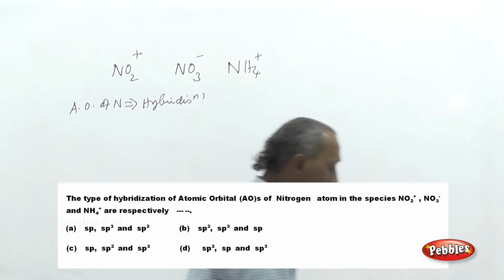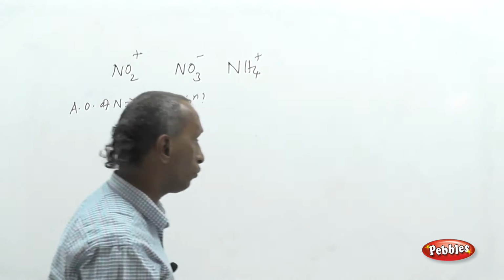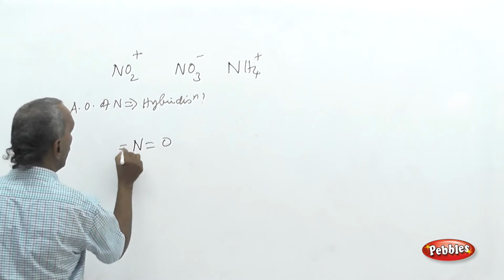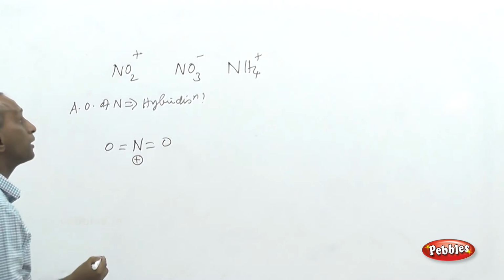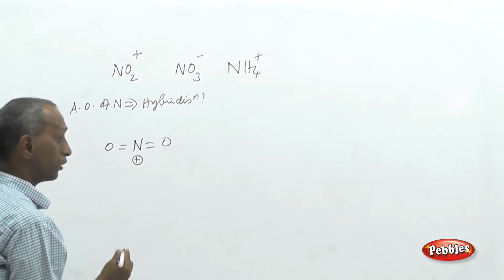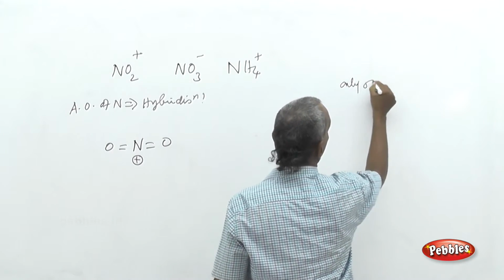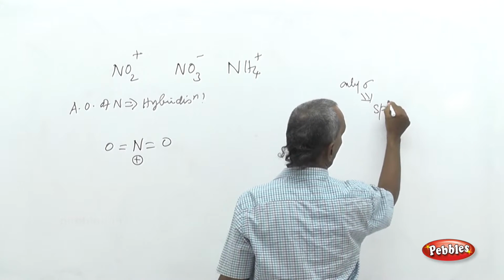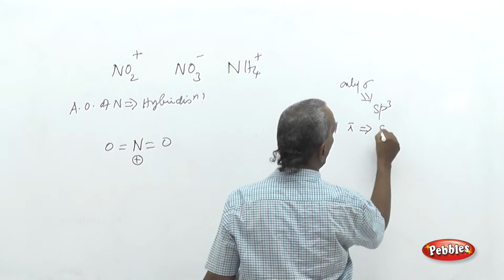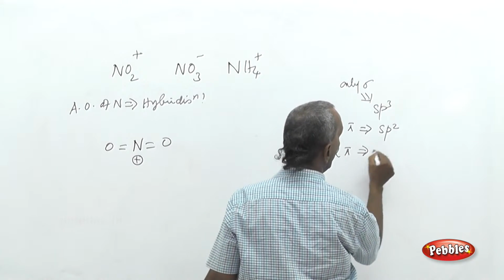All these are examples of nitrogen containing cationic or anionic species, but the structure has to be carefully noted. Now let us write the structure. This is the structure for NO2 plus. Here it contains two double bonds, so you have to remember this. Only single bonds means sp3 hybridization. One double bond or one pi bond means sp2 hybridization. Two pi bonds or a triple bond means sp hybridization.